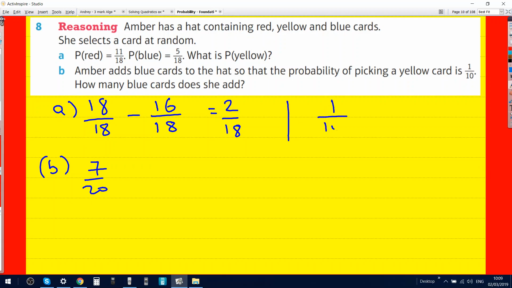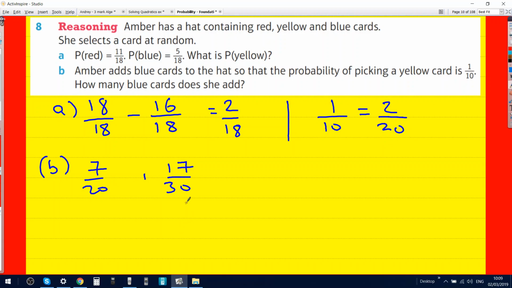1 out of 10 is the same as what out of 20? 2 over 20. Okay, so it's 7 out of 20, so that's not going to be it. What would it be if she added 12 instead of just 2? It would be 17 over 30.